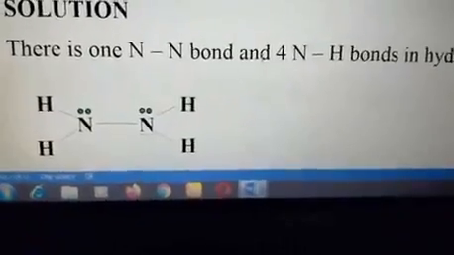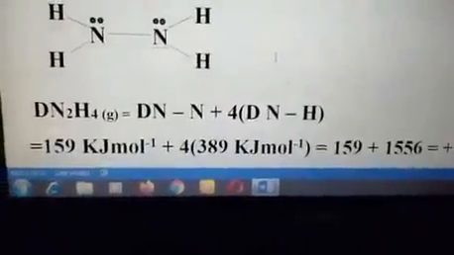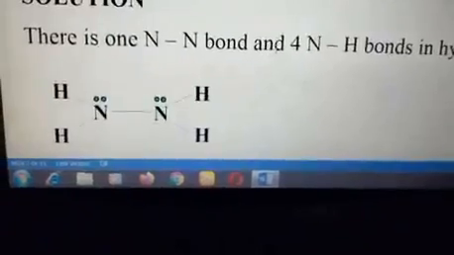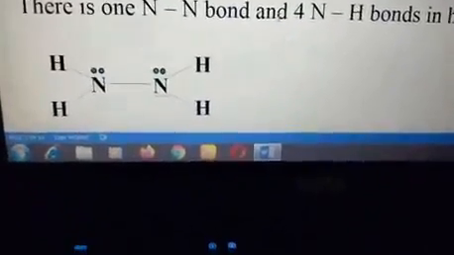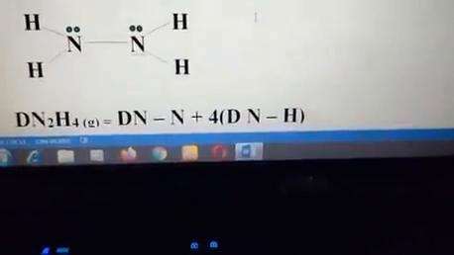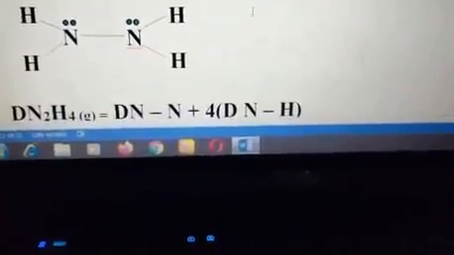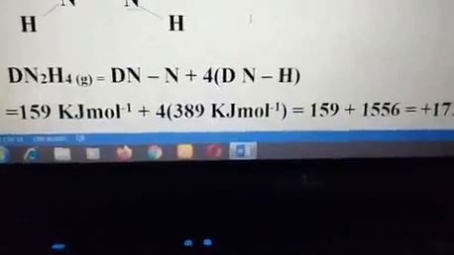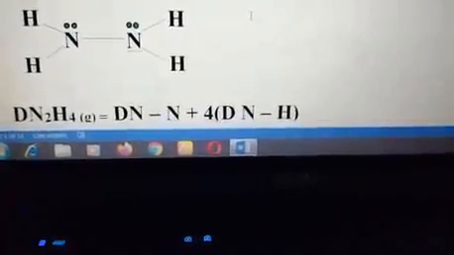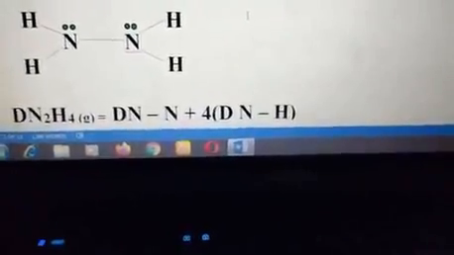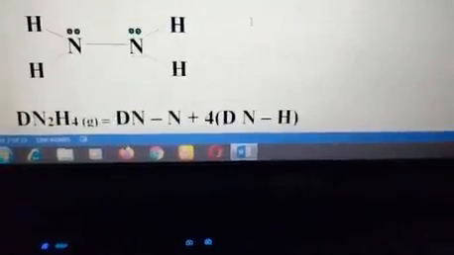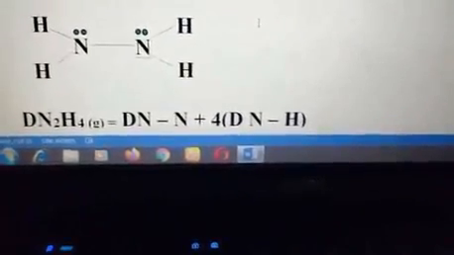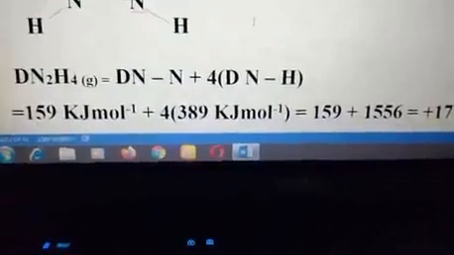So how do we get the bond energy of this molecule? We add the energy required to break all the bonds in this molecule. That gives you the bond energy of hydrazine. D means bond energy now. D of the N to N single bond plus 4 D of the N to H single bond. Why did I use 4? Because there are 4 nitrogen to hydrogen bonds in hydrazine. So we add the bond energies together.